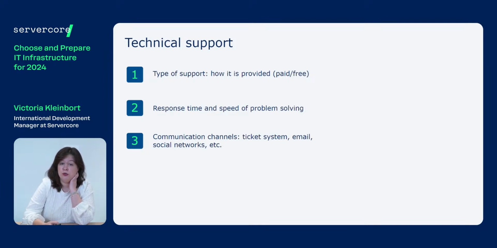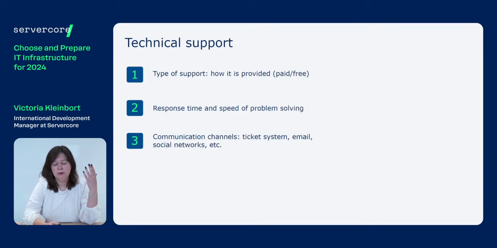Communication method is also something that you can look at, because it should be, of course, convenient for you. If it's a ticket system on the web page, if it's an email, social messengers, just messengers like WhatsApp or Telegram, it doesn't matter. The main thing is that it is convenient for you and your team, and that you can quickly receive feedback from the provider. So this is a crucial thing.